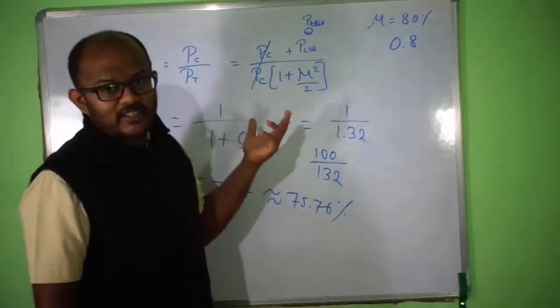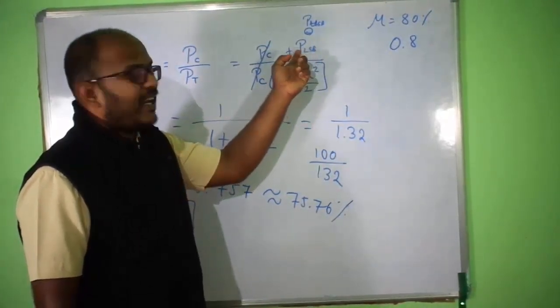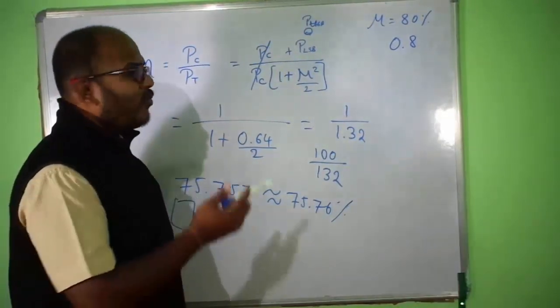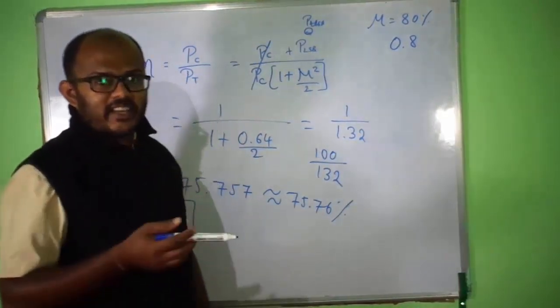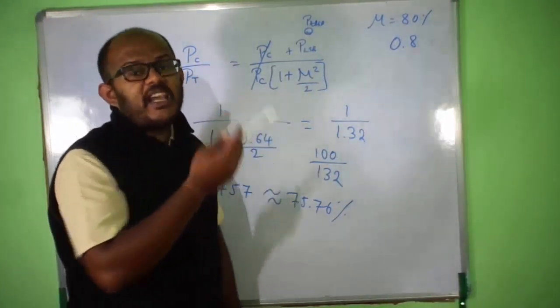If they are talking about vestigial sideband, what you are going to do is PC plus P delta, nothing but one vestige you are going to take. So this is how you are going to calculate the percentage saving in the case of DSBSC, SSB and VSB.